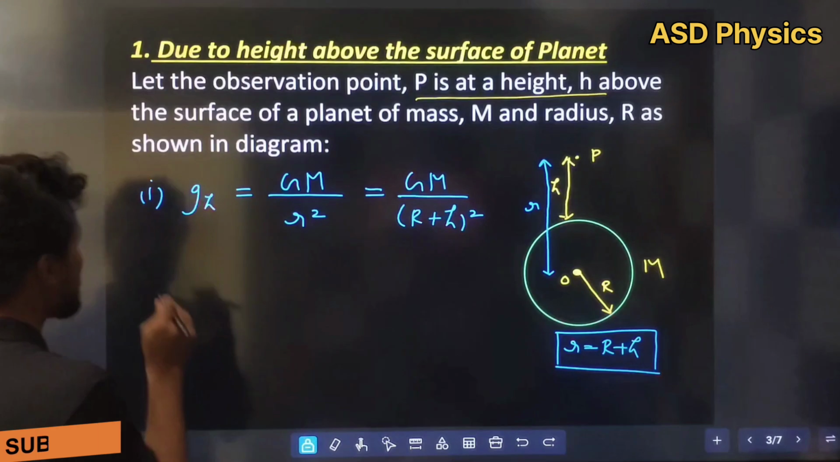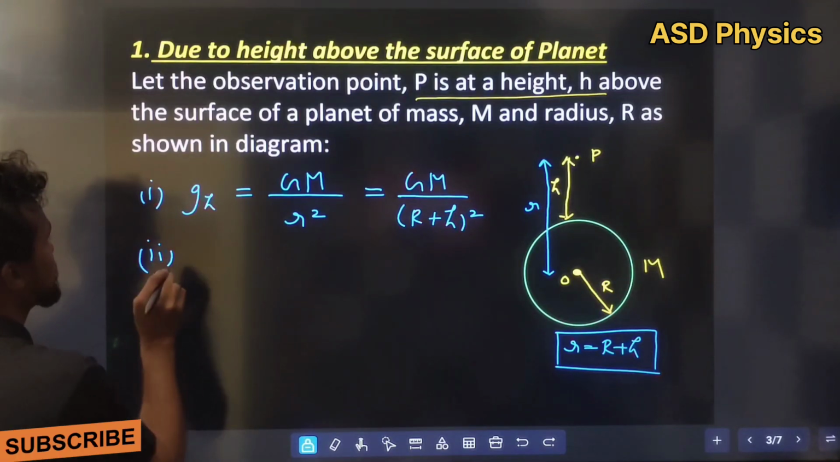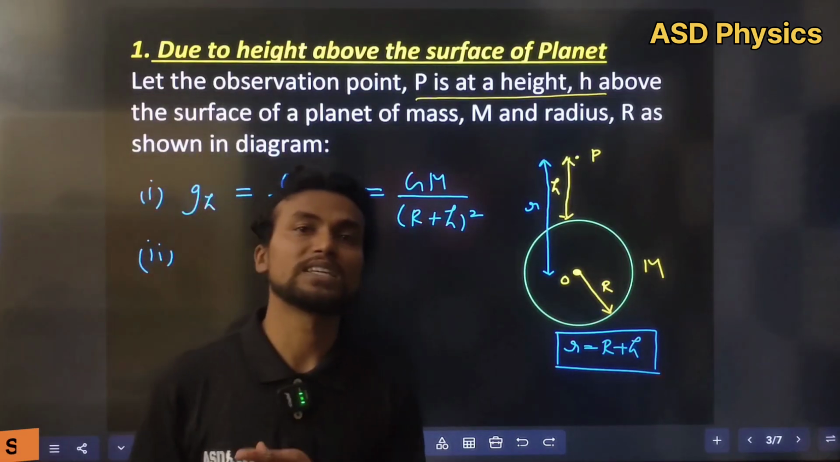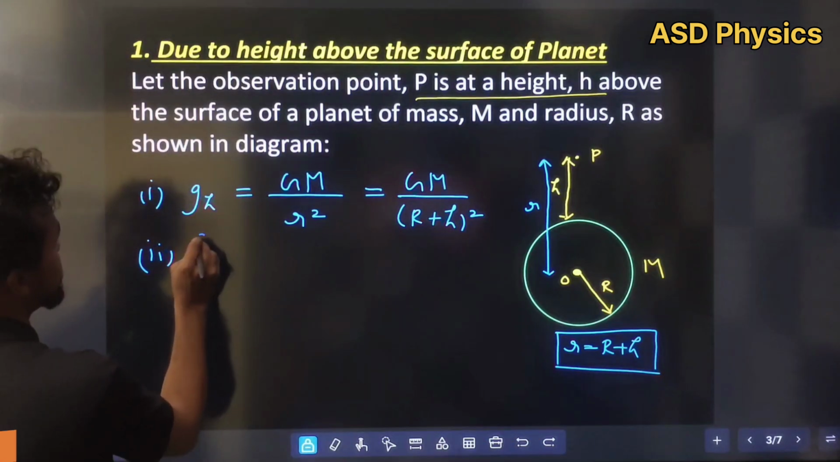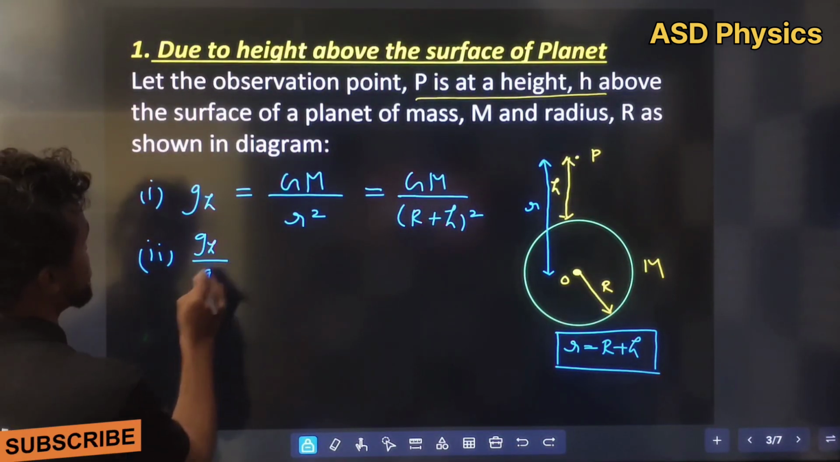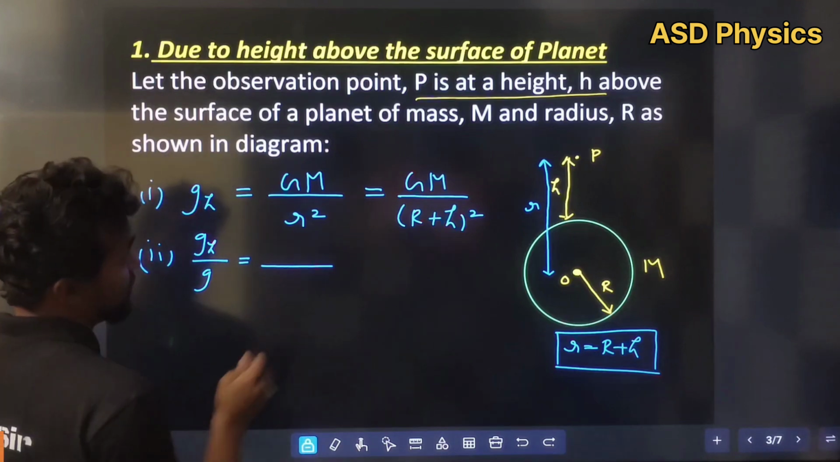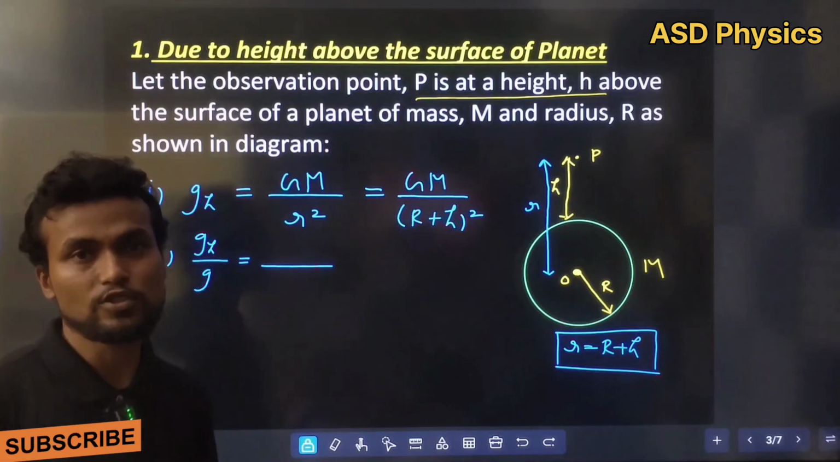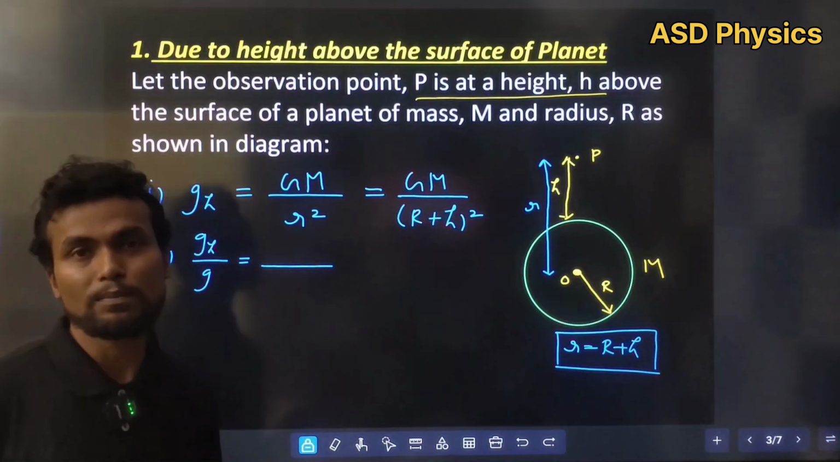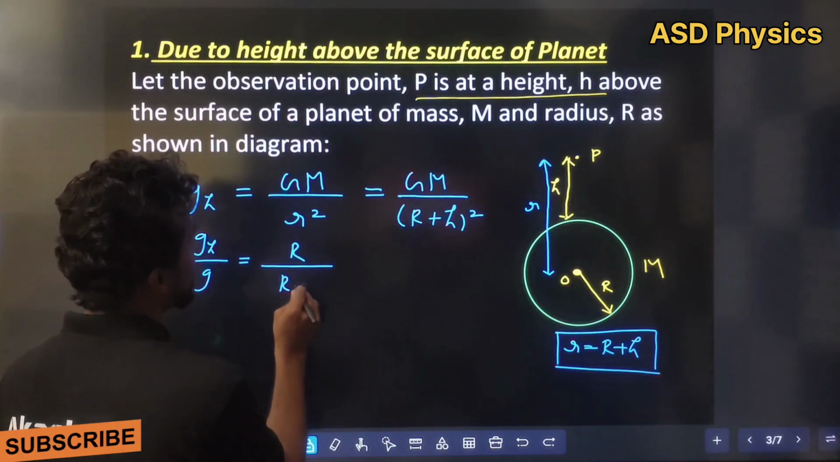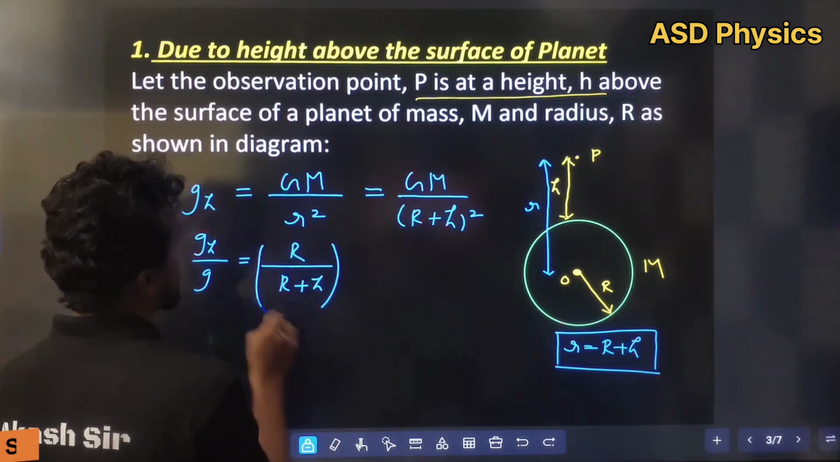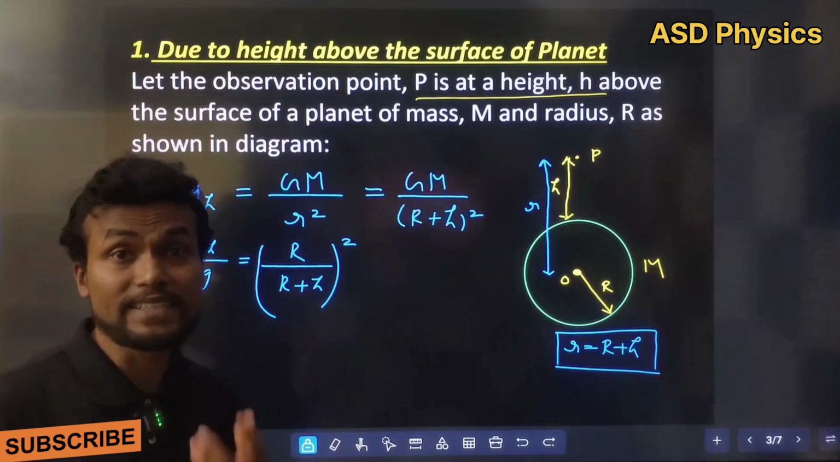Okay, after that, if we do the comparison, that means comparison of this gravity value to the surface value. So if I write gh by g, what is gh? gh is GM by (R plus h) whole square, and what is g? GM by R square. So GM will cancel out. That means I can write here R by (R plus h) whole square. Now this is the exact formula.